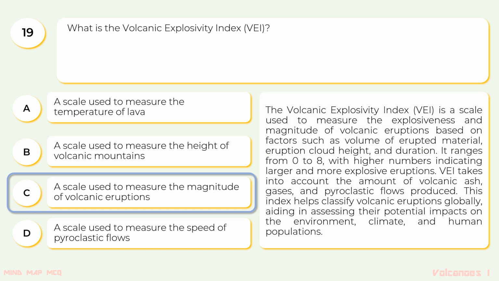The Volcanic Explosivity Index or VEI is a scale used to measure the explosiveness and magnitude of volcanic eruptions based on factors such as volume of erupted material, eruption cloud height, and duration. It ranges from 0 to 8, with higher numbers indicating larger and more explosive eruptions. VEI takes into account the amount of volcanic ash, gases, and pyroclastic flows produced. This index helps classify volcanic eruptions globally, aiding in assessing their potential impacts on the environment, climate, and human populations.